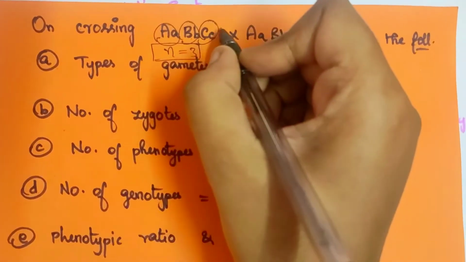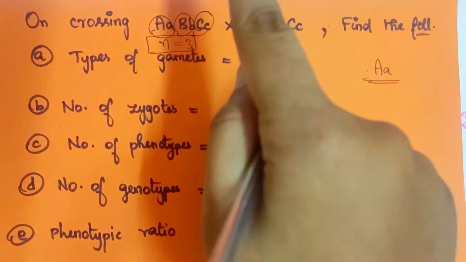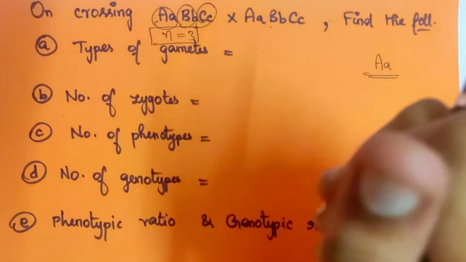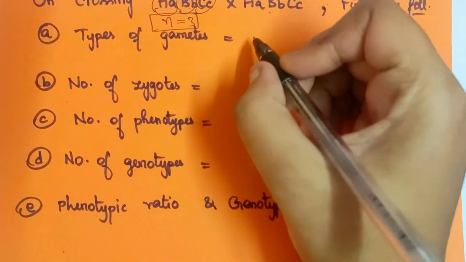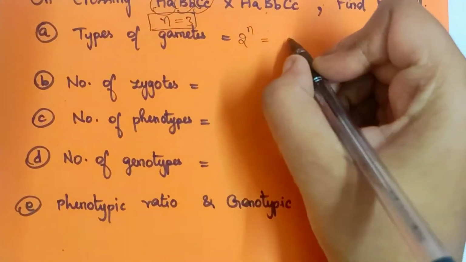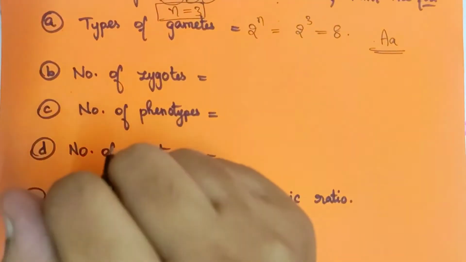If here capital C is there, or small c is there, you should not calculate that. That is homozygous. You should not calculate. Understood? So now n is equal to 3. So that is heterozygous. Heterozygotes, n is equal to 3. Now types of gametes formula is 2 power n. Just substitute 2 power 3, which is 2 cube is 8. So 8 types of gametes we will get.